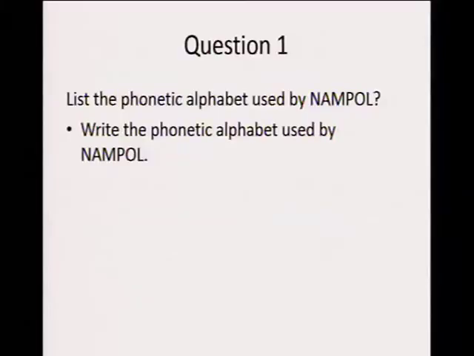Question 1. List the phonetic alphabet used by NAMPO. Write the phonetic alphabet used by NAMPO. This section requires you to write everything that appears on the phonetic alphabet used by NAMPO. Do not choose to write only maybe 10 or 12, or just explain what NAMPO means. Write how the phonetic alphabet used by NAMPO appears.